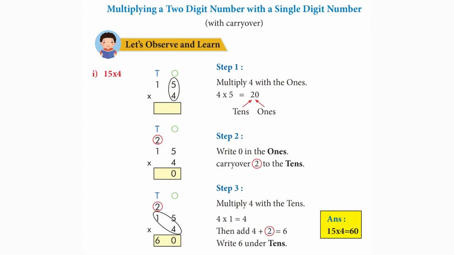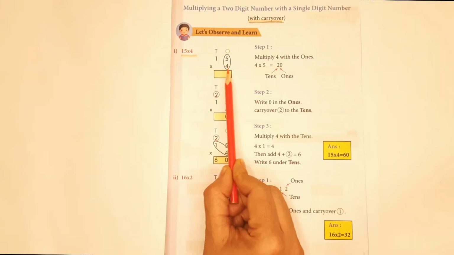Now moving on to page number 75, multiplying a two-digit number with a single-digit number. That's what we did so far, but that was without carryover. Now we are going to do it with carryover. Now what is carrying over? In the previous video we learned borrowing, but this is going to be carryover. So let's see how we will do carryover. The sum is given, 15 into 4. You put it in the format that we will multiply 15 and then 4. So now how do we do it?